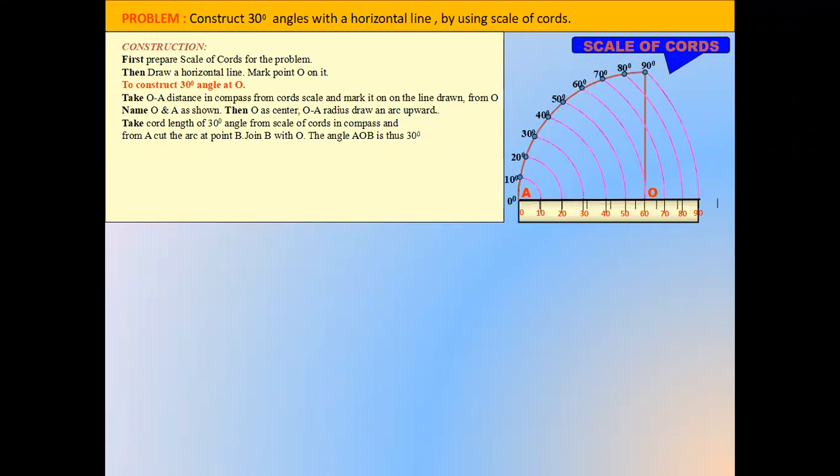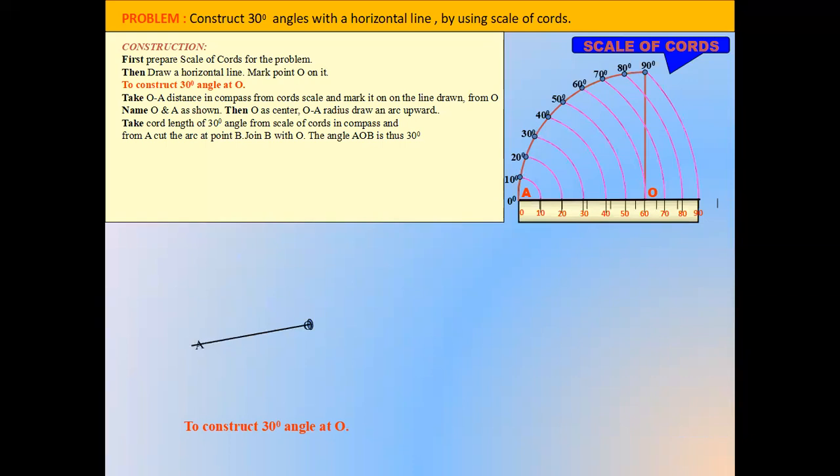You will never change the base OA. If you take the base OA, you will take the same distance when you draw a 30-degree angle. So we follow the basic steps. First, prepare the scale of chord for the problem. Then draw a horizontal line and mark point O on it. Next, construct a 30-degree angle at O.